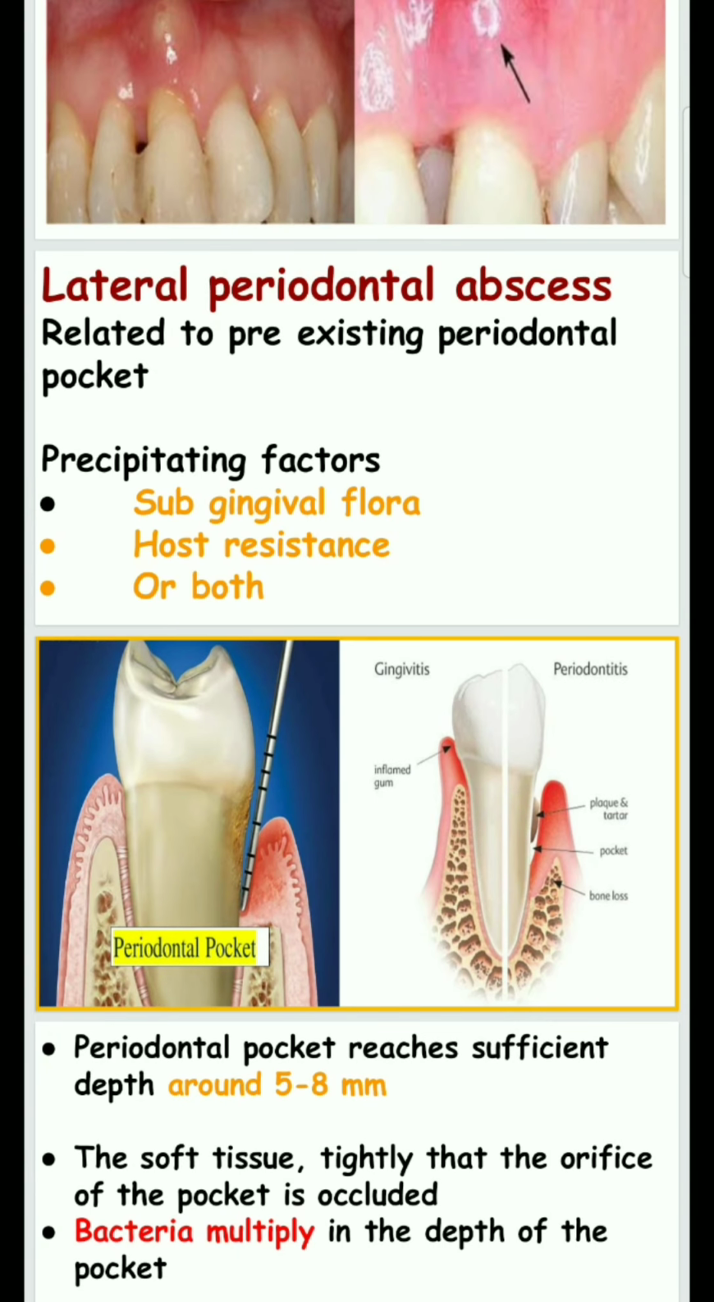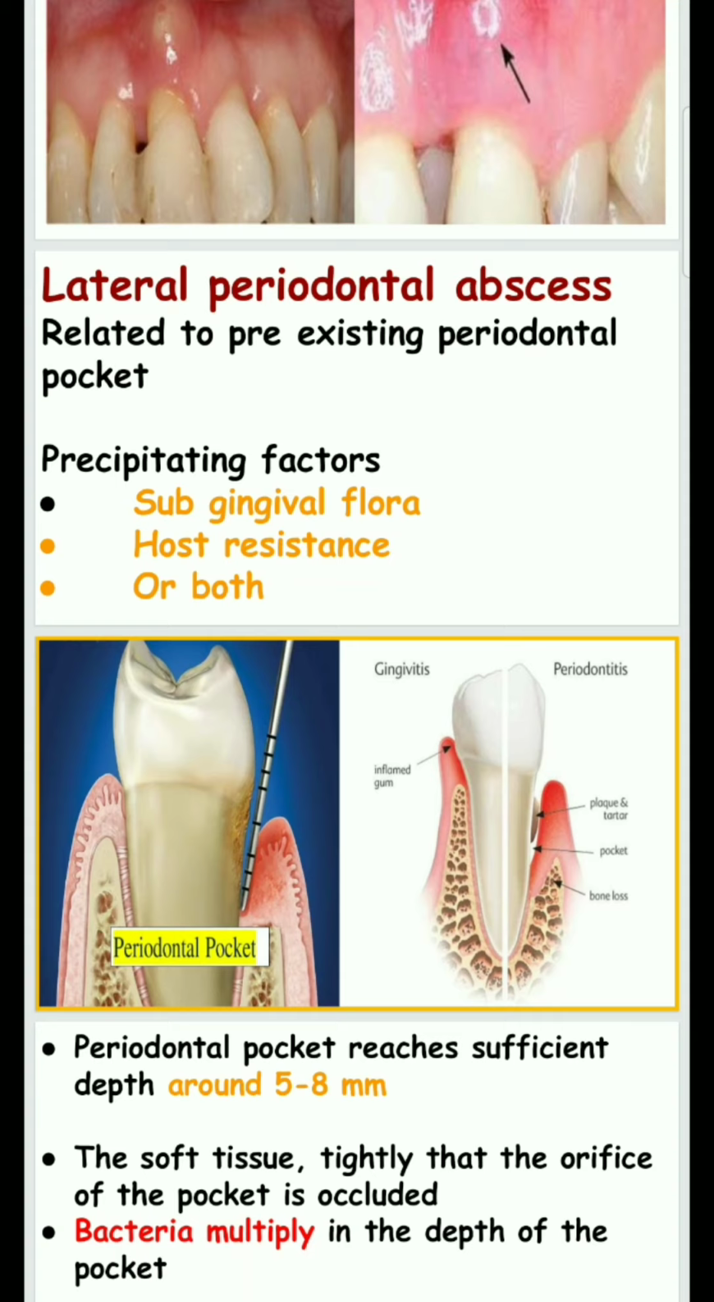Three precipitating factors lead to the formation of lateral periodontal abscess. One is the subgingival flora. The subgingival flora is the bacteria present in the oral cavity that helps to digest food debris and epithelial remnants. In people who have weak immune responses, these bacteria easily affect them and lead to the formation of an abscess.